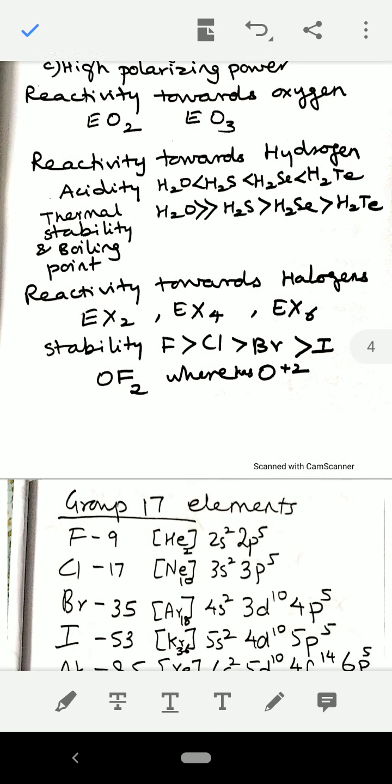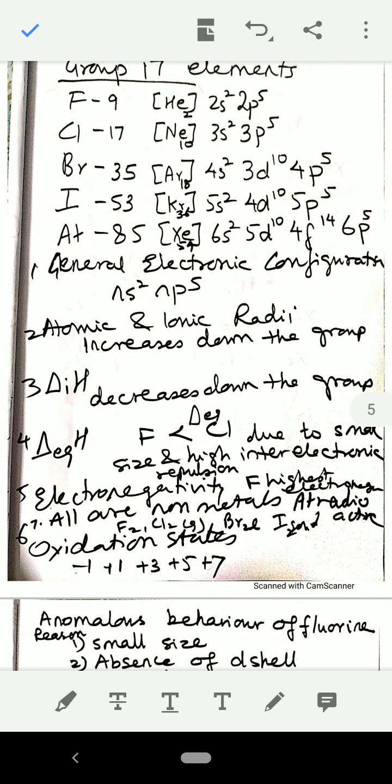Now we go on to group 17 elements, which consist of fluorine, chlorine, bromine, iodine and astatine. Astatine is radioactive. The general electronic configuration is ns2np5. The atomic and ionic radii increase down the group as a new shell is being added. The ionization enthalpy decreases down the group as the size increases. Electron gain enthalpy of fluorine is less than that of chlorine due to smaller size of fluorine and high interelectronic repulsion in fluorine.